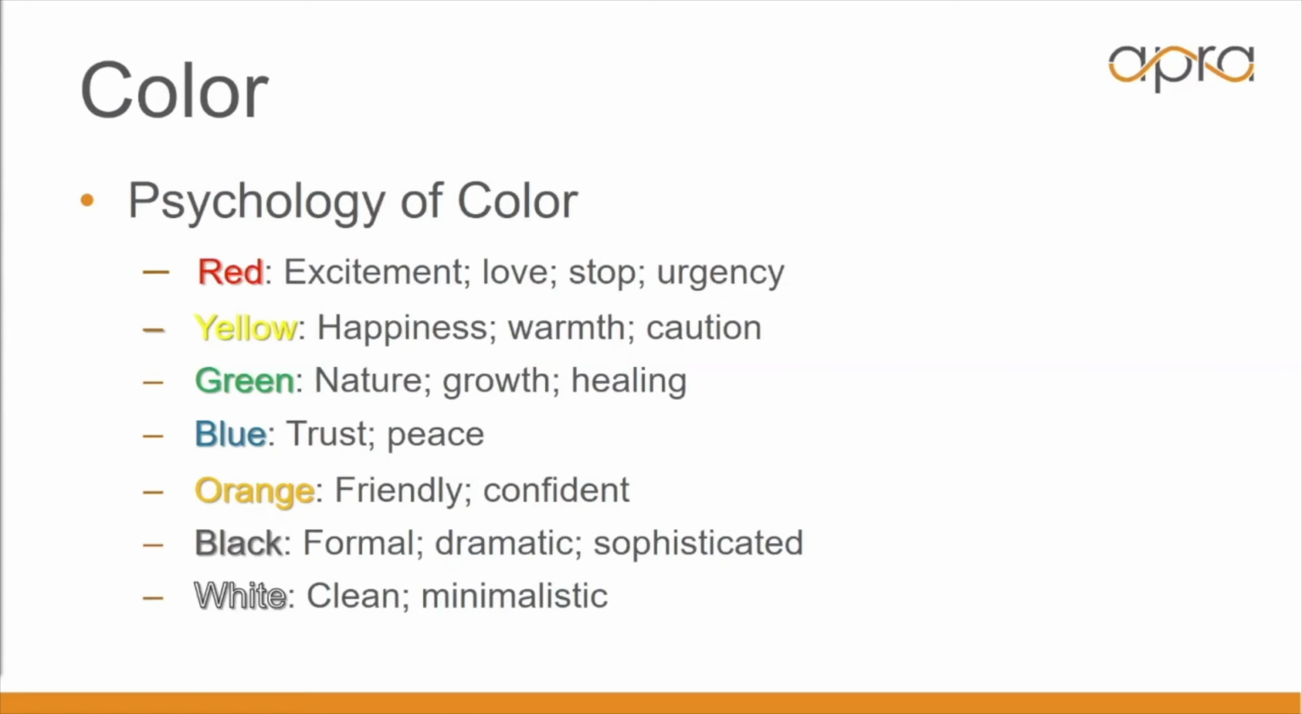For example, red is often associated with excitement, love, urgency, or the action of stopping, in the case of a stop sign. Green is often associated with nature, healing, growth, or money. Blue is often reflective of trust or peace. White may be seen as clean or minimalistic. These are all things you may want to consider as you're designing.